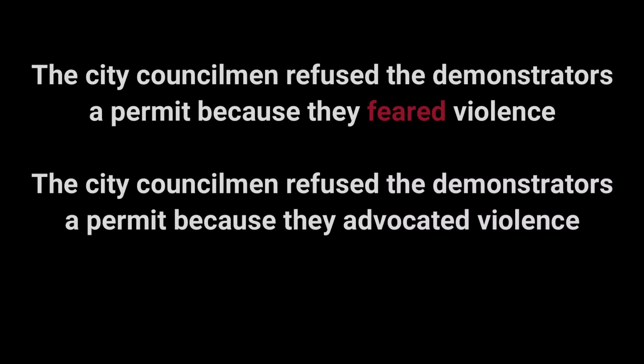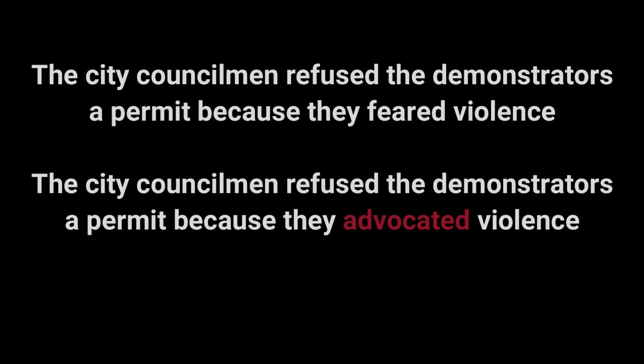So take a look at these two sentences here. The first one says, the city councilman refused the demonstrators a permit because they feared violence. Who are they? Well, it's easy for a human being to see. It's, of course, the city councilman. But look at the other sentence.